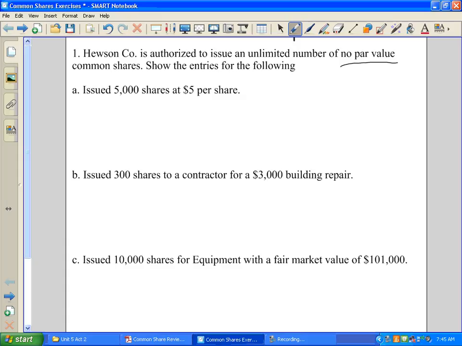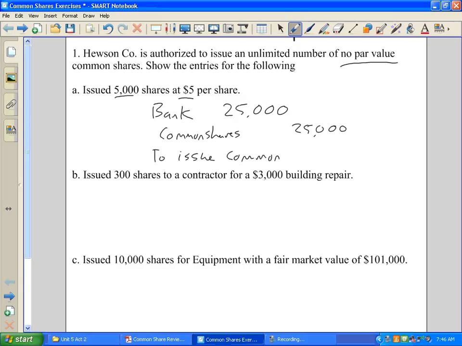So in the first example, they've issued 5,000 shares at $5 a piece. Well, this is pretty straightforward. We're going to debit the bank because this is a form of equity financing, assuming you've already mastered that concept by now, meaning that they just sell shares and they get money for it. And they sell common shares, which is going to be an account sitting in our equity accounts, to issue common shares. Very, very straightforward stuff.